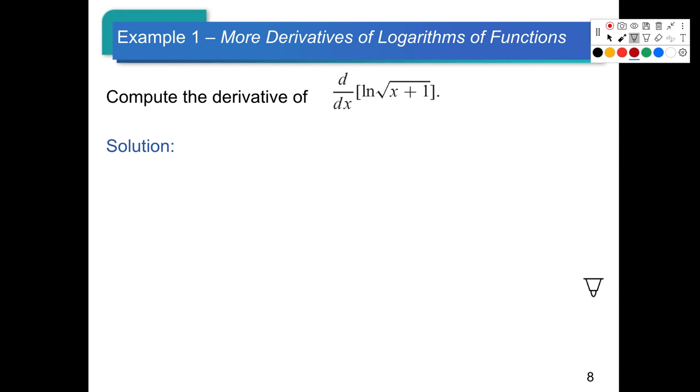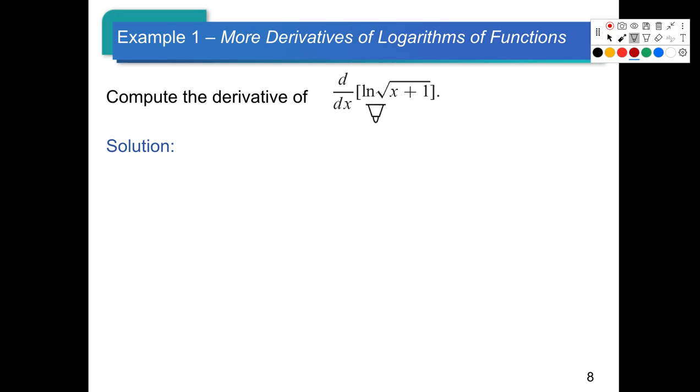This is a hard one. Can you see that this is going to be a double chain rule? Inside the logarithm, we've got a square root function, and inside the square root function, it's not too bad, because x plus 1, its derivative's just going to be 1. So we're going to be okay, but I'm going to take the steps to go through that. This actually has 2 chain rules in it, right?